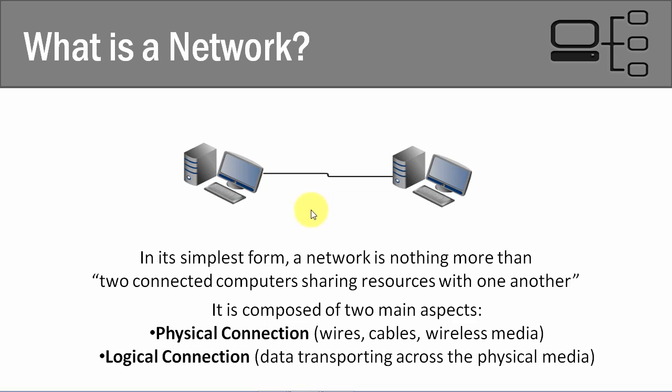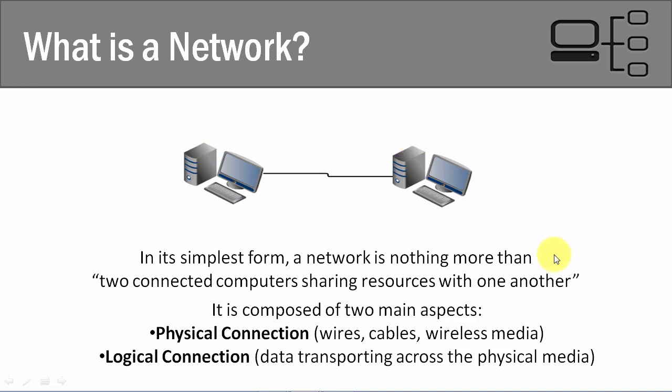Now, when we're talking about a computer network at its most basic level, there are two main aspects. The first aspect is the physical connection, and the second aspect is the logical connection. So let's talk about the physical connection first. That's simply the wires in the cables and the wireless media. If we're connected with a network cable, then we're talking about the wires and the network interface cards on the back of each device. If we're talking about Wi-Fi, then we're talking about the wireless interface cards on the back of each computer and the wireless signals that are transmitting over the air back and forth.